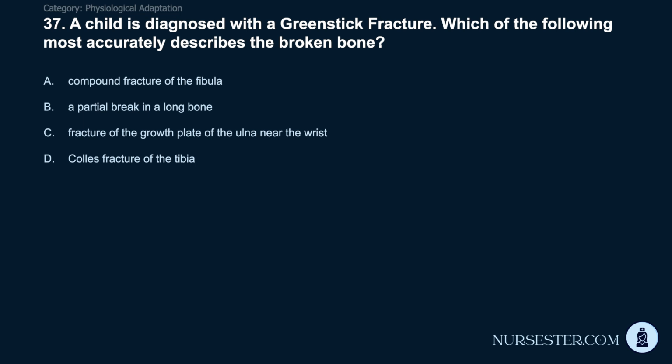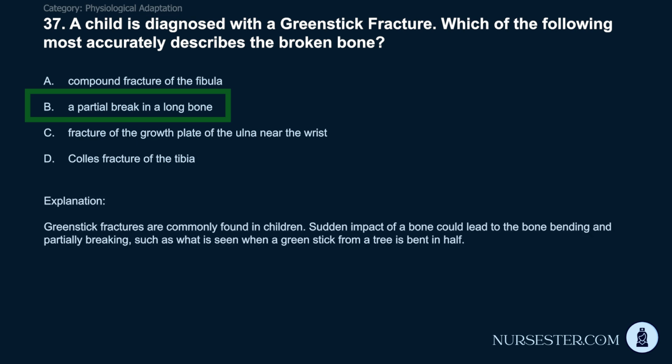37. A child is diagnosed with a green stick fracture. Which of the following most accurately describes the broken bone? A. Compound fracture of the fibula. B. A partial break in a long bone. C. Fracture of the growth plate of the ulna near the wrist. D. Colles' fracture of the tibia. Correct answer: B. A partial break in a long bone. Green stick fractures are commonly found in children. Sudden impact of a bone could lead to the bone bending and partially breaking, such as what is seen when a green stick from a tree is bent in half.